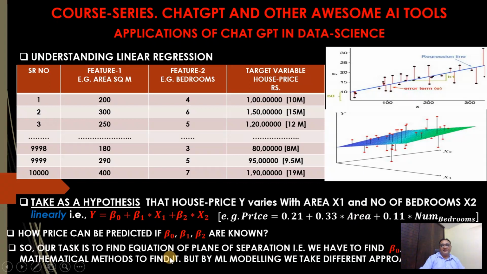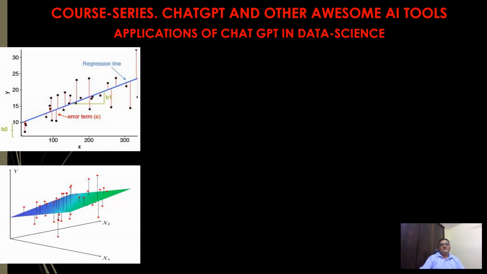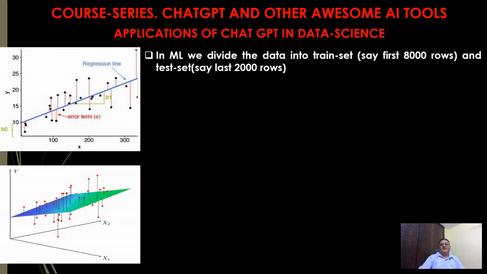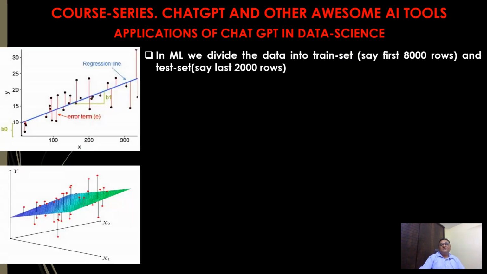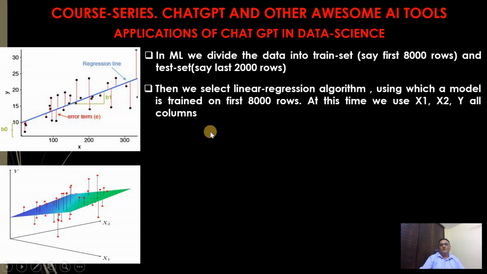However, in machine learning, we don't do this. We do not find beta 0, beta 1 and beta 2 mathematically, but there we take a different approach. And what is that different approach? Here I have kept those two figures just for reference. In machine learning, we divide the data, that was our data, 10,000 observations. So we divide that data into, say, a train set of first 8,000 rows and a test set of 2,000 rows.